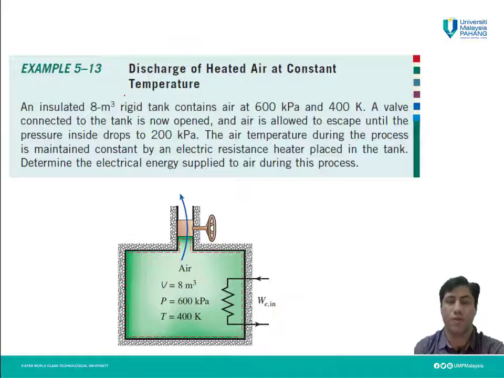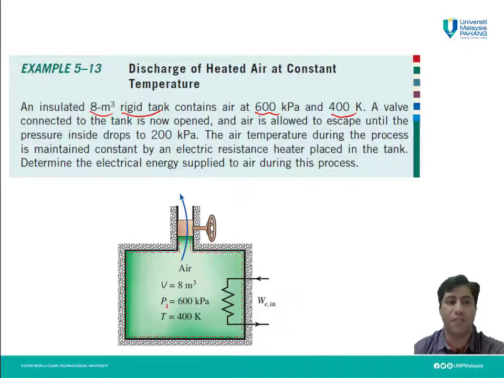Here we have a very interesting example for that unsteady flow process. We have some notes in this example which are very interesting and will show you how you can use the information you have learned up to now to find the answer for this problem. In this question, we have an insulated 8-meter cube rigid tank. Its volume is given. This rigid tank contains air at a pressure of 600 kilopascal, and its temperature is 400 kelvin. So P1 and V are given, and also the initial temperature.